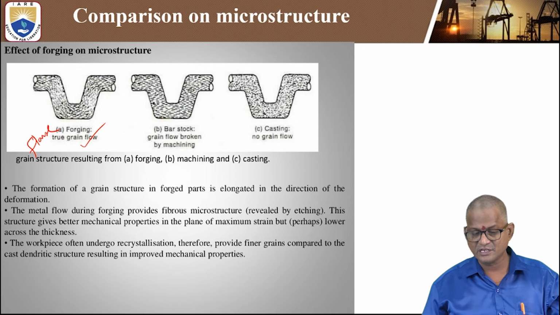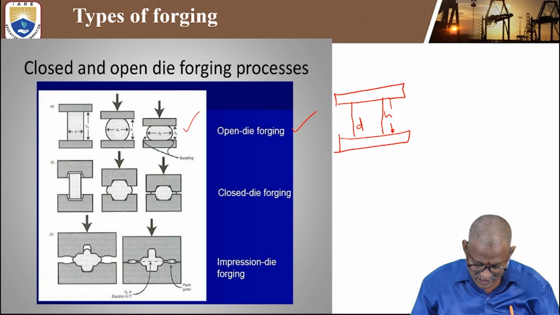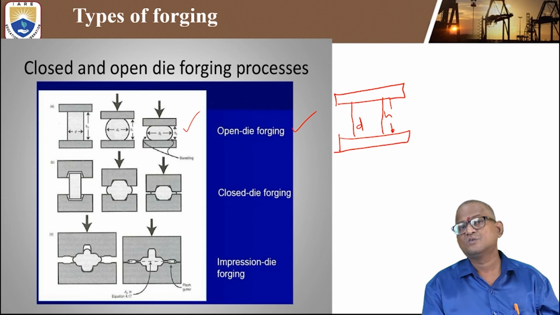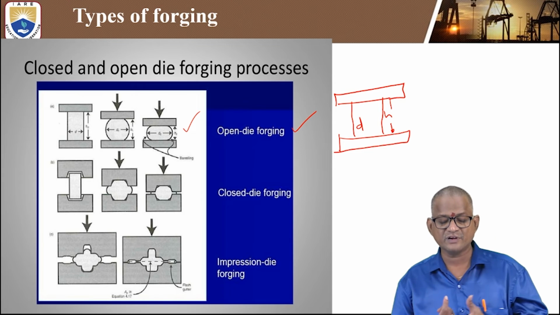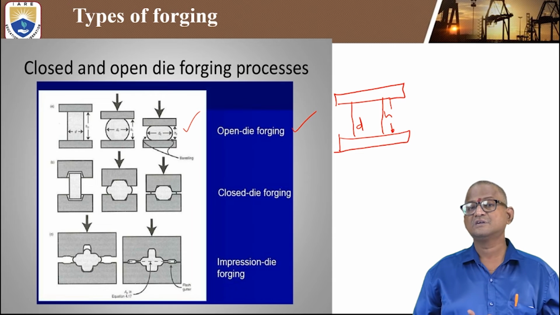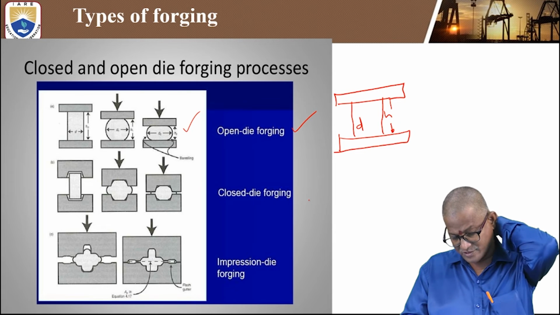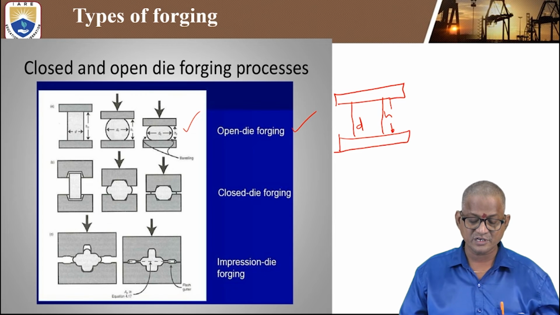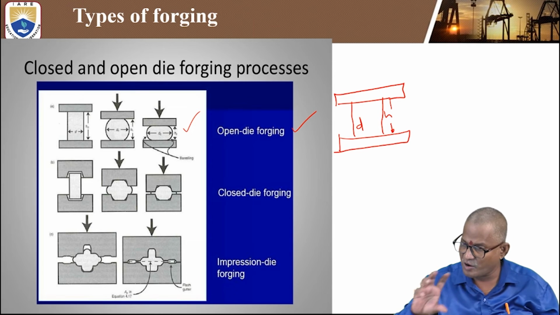So in general, there are open die forging and closed die forging. I would like to discuss the advantages of open die forging, the limitations of open die forging, and finally the advantage of closed die forging: better dimensional accuracy can be obtained. In open die forging, accuracy can be maintained but not that much quality. Okay, and there you can see open die forging, and impression means some complex shape.